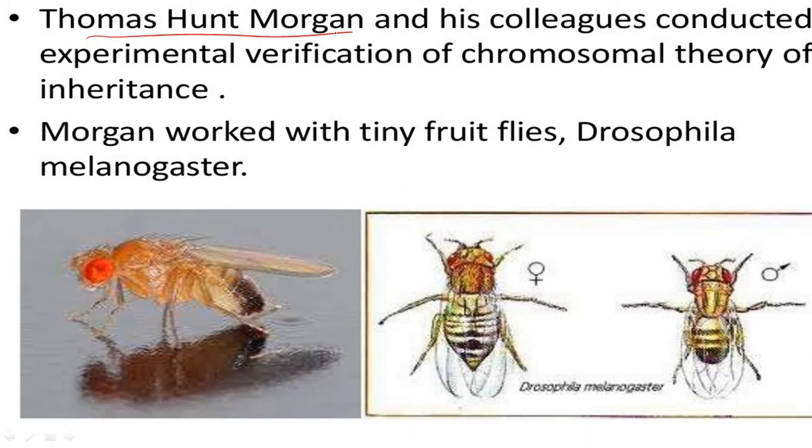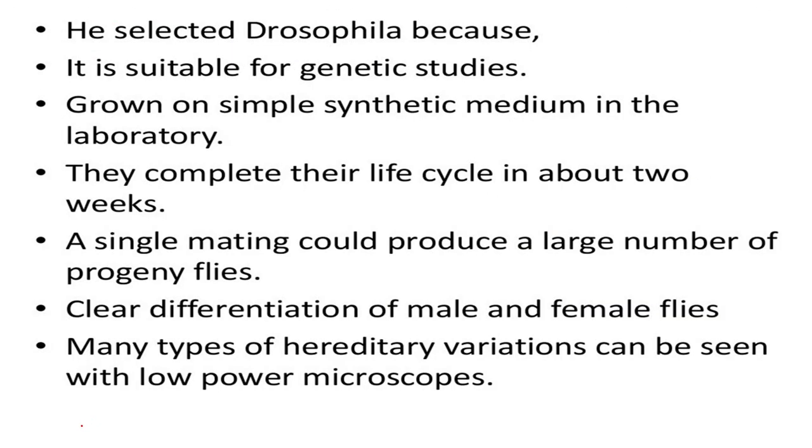Morgan selected the fruit fly, Drosophila melanogaster, for his experiments because they could be grown on a simple artificial medium in the laboratory. Their life cycle is only about 2 weeks. A single mating could produce a large number of flies.